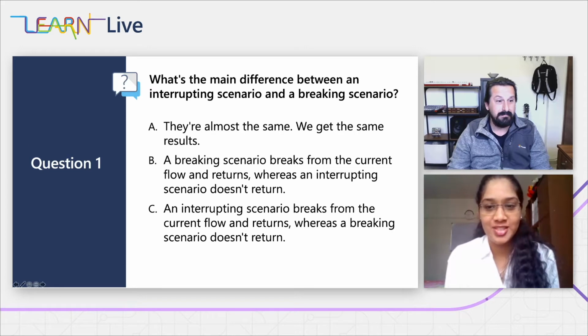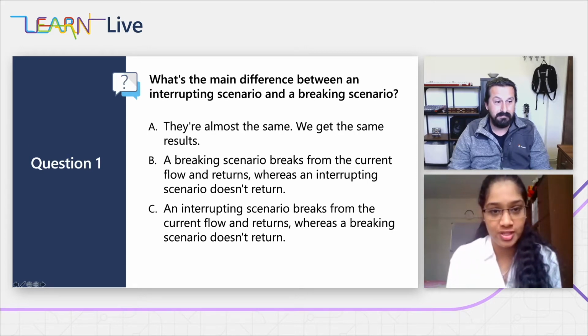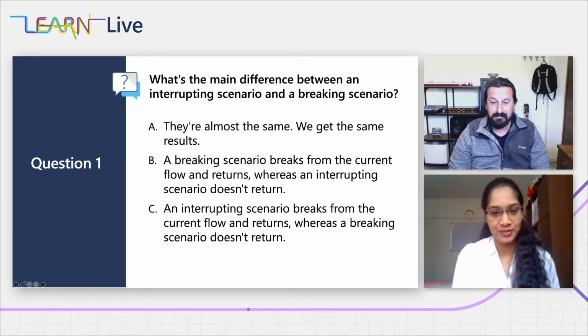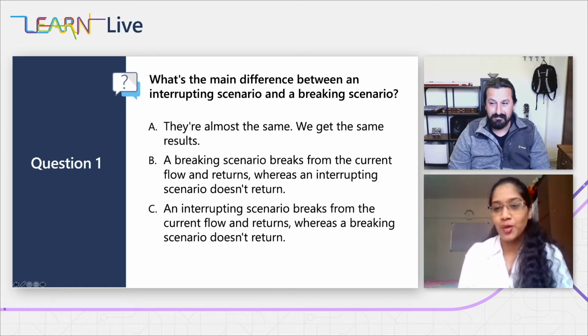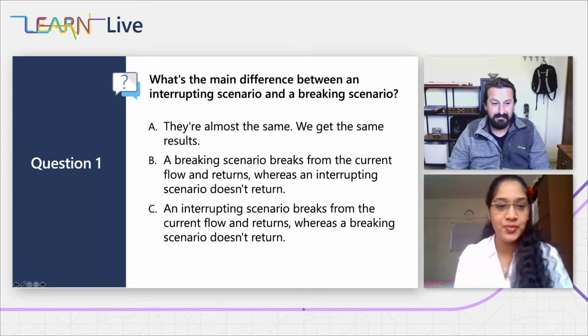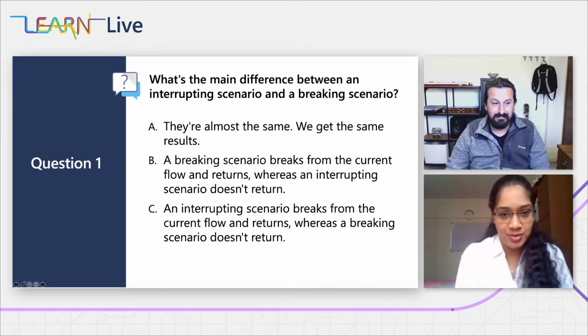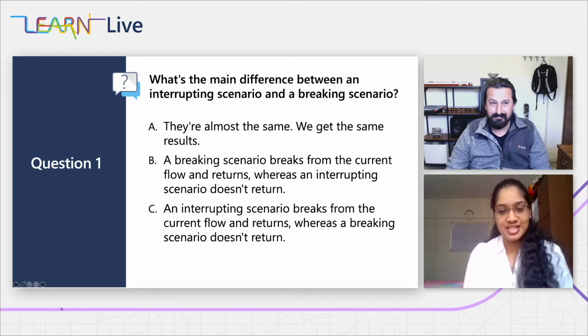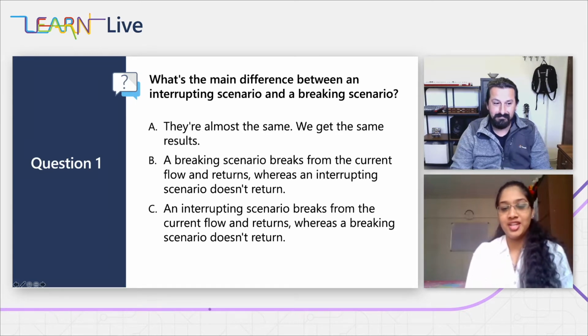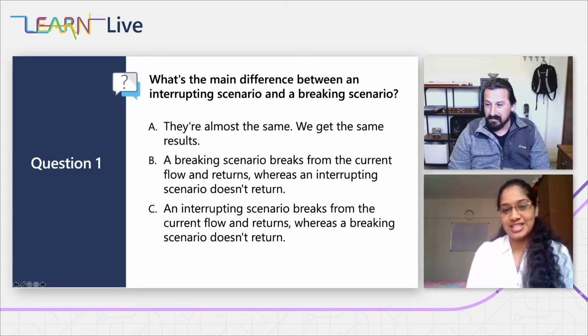Okay, so let's go option-wise. The first option, they're all the same. Definitely they're not the same because we did build 2 different scenarios for both of them, and there was a difference between them. Option B, breaking scenario breaks from the current flow and returns. No, I don't think that's right, because a breaking scenario does not return to the main scenario like I said in the demo. And let's go to option C: interrupting scenario breaks from the current flow and returns, whereas a breaking scenario doesn't. I think this is the correct option, because an interrupting scenario does return and a breaking scenario does not return to the main scenario. I go with option C.